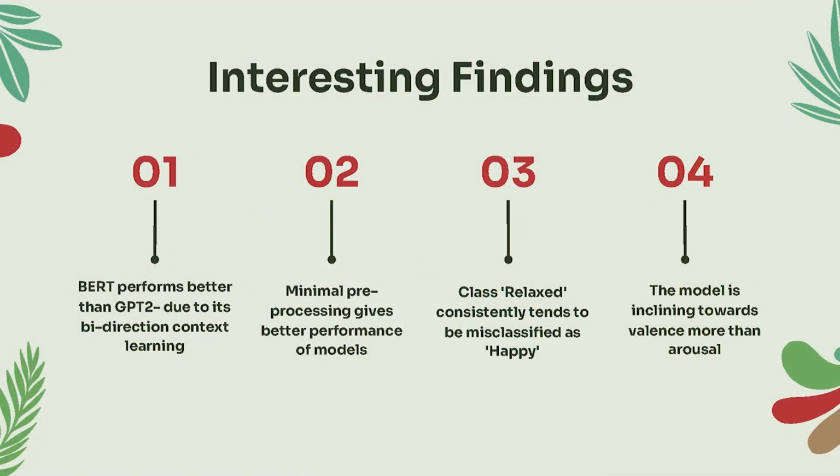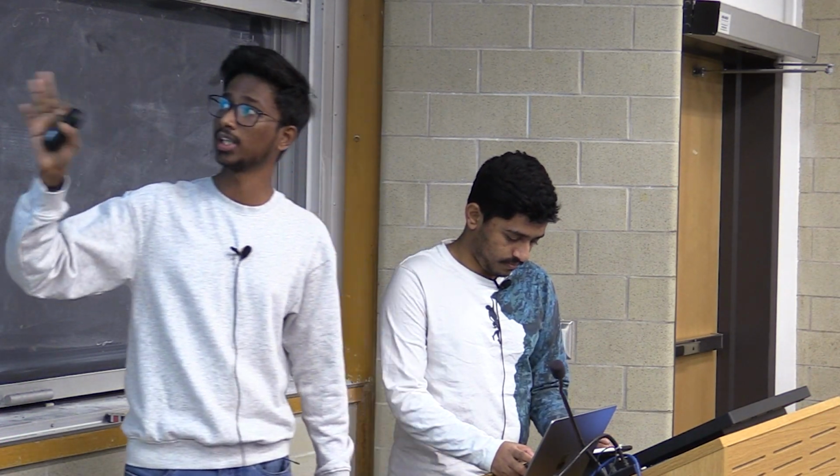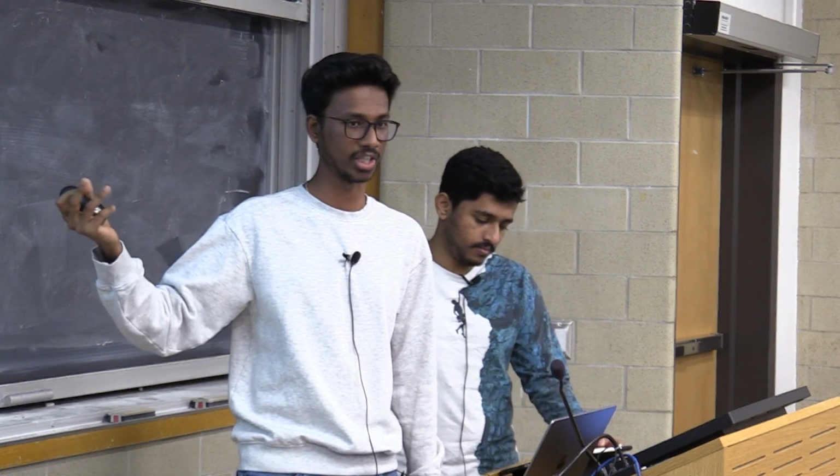To dwell a little deeper, we also realize that the model might be inclining towards valence rather than arousal, and this might be the reason for the misclassification as well, because we need both valence and arousal to differentiate between the two emotions. And since the model is inclining towards valence more, it means that it's downplaying arousal, and that might be one reason why we also see these misclassifications.